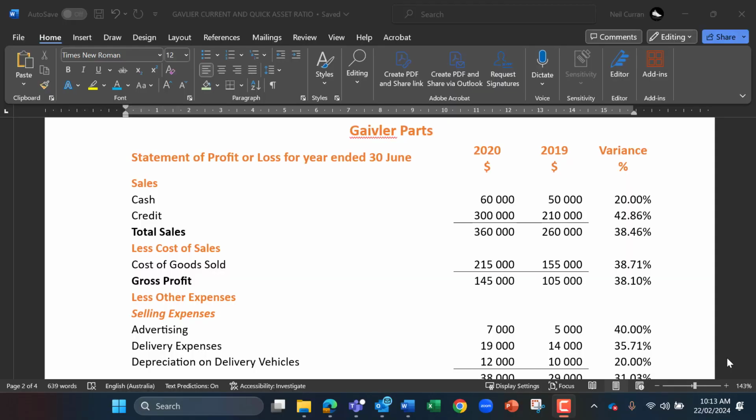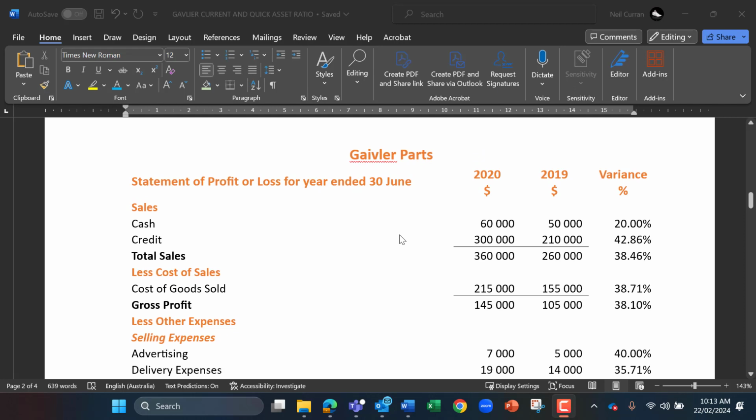Hello, this is a podcast on how to actually assess and analyze a statement of profit and loss and a statement of financial position, addressing the current ratio and the quick asset ratio. I'll be using this one from our student workbook, the IA2 parts, and looking at what type of accounts affect the current ratio and also the quick asset ratio, concentrating on trends, relationships, and also the issues.